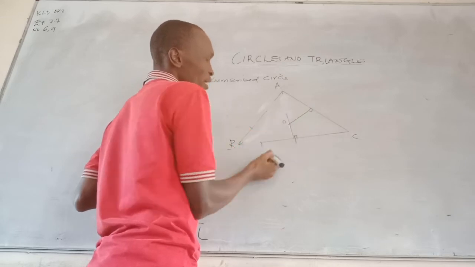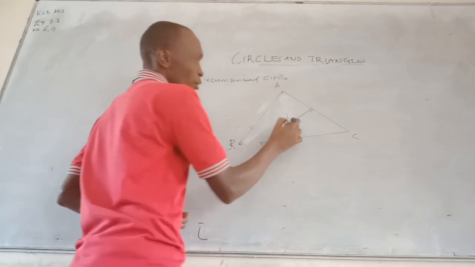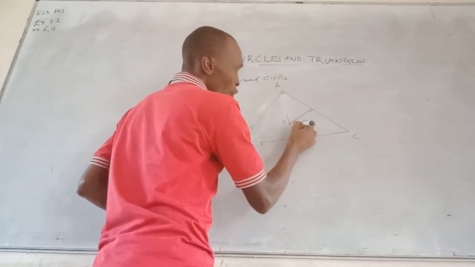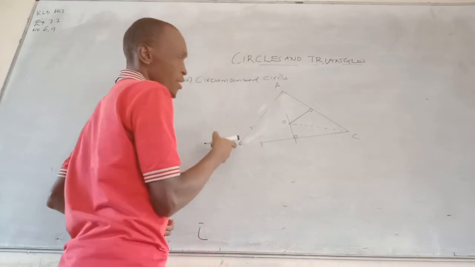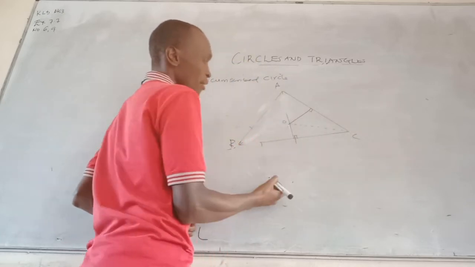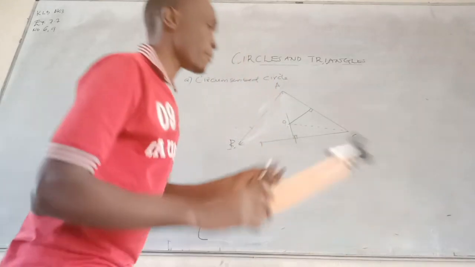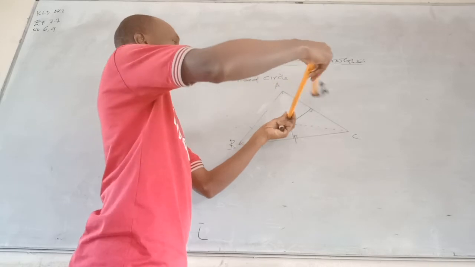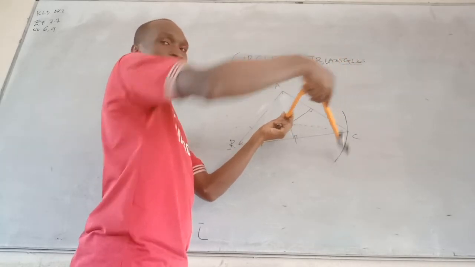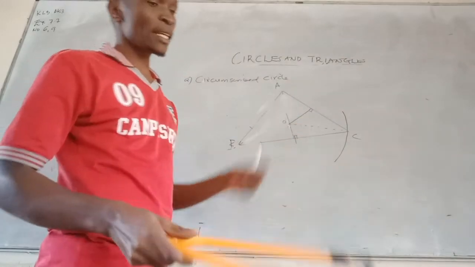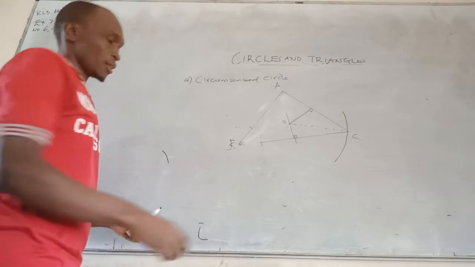So if we say this is O, I also join O to C, or O to A, or O to B. Then OC becomes the radius. Then I will draw my circle using that radius. So it will touch all the three vertices of the triangle.